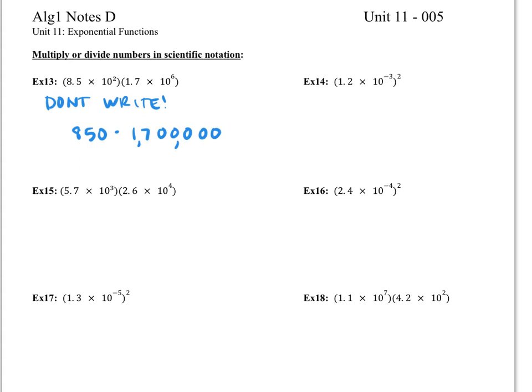So I'd have to do out 850 times 1,700,000. And so imagine doing that without a calculator. You certainly could, but you would have to set it up like this. And you'd have to do out long multiplication. And so that's probably going to be a really inefficient way to do it. Instead, what we can do is we can do the scientific notation method.